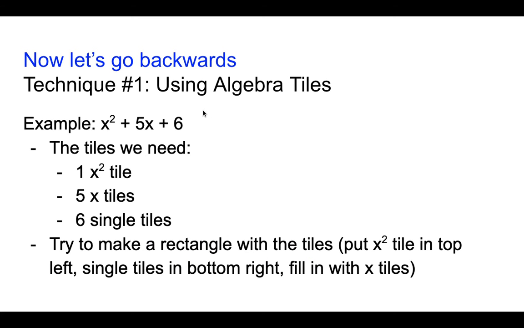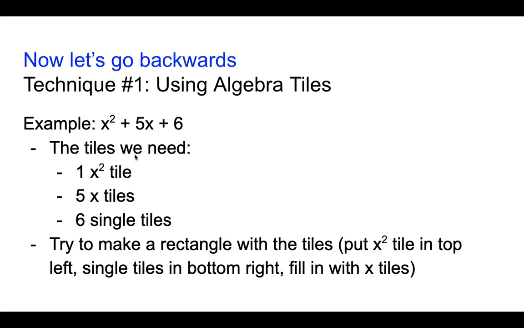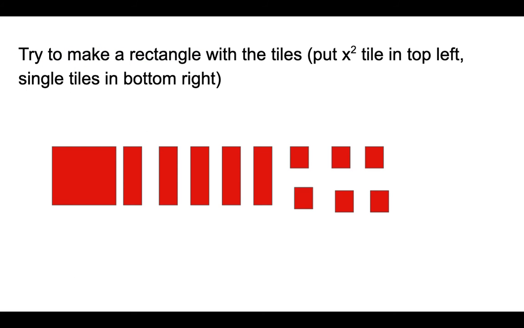So here's what we're going to do with an example. Let's say we're using x squared plus 5x plus 6. Well, what tiles do we need? We have to have one x squared tile, 5 x tiles, those are the rectangles, and then 6 single tiles. And now what I'm going to show you is you can make a rectangle out of these tiles. Remember, we have to put the x squared tile in the top left and the single tiles in the bottom right, and then we fill that in with x tiles.